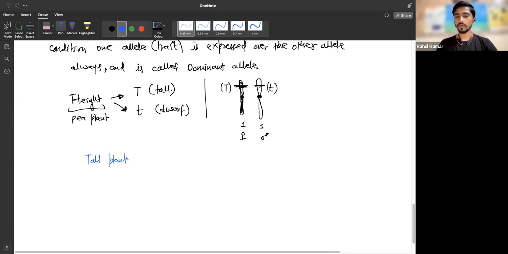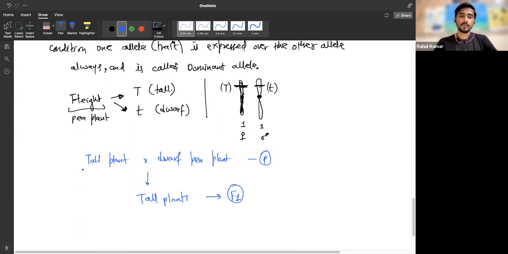So he took a tall pea plant and crossed it with a dwarf pea plant. So these were the parents. In the first generation, he saw that all the plants were tall plants. Now he thought, wait a minute. One parent was tall, another parent was dwarf. How come all the progenies in the next generation are tall? Where did this dwarf characteristic go? But he could not understand it at that time. But now we know that.